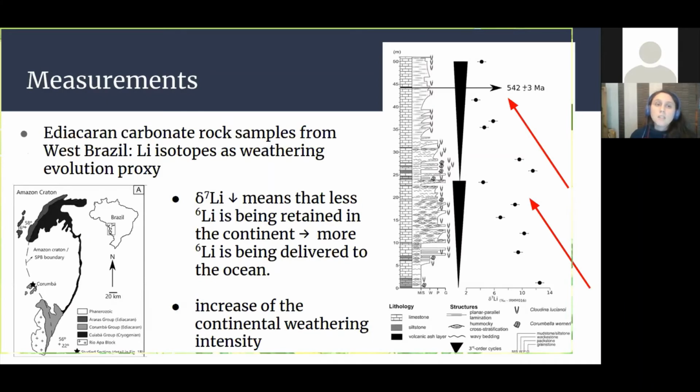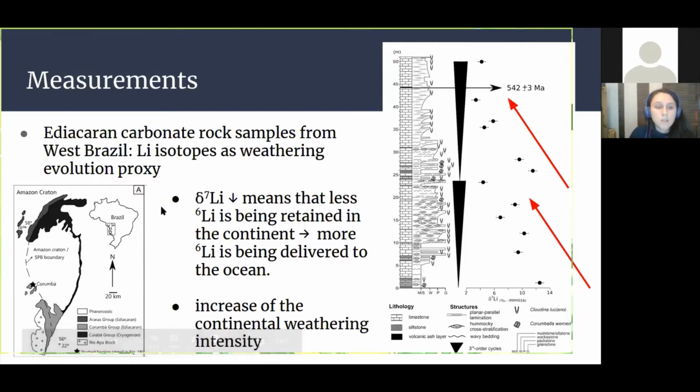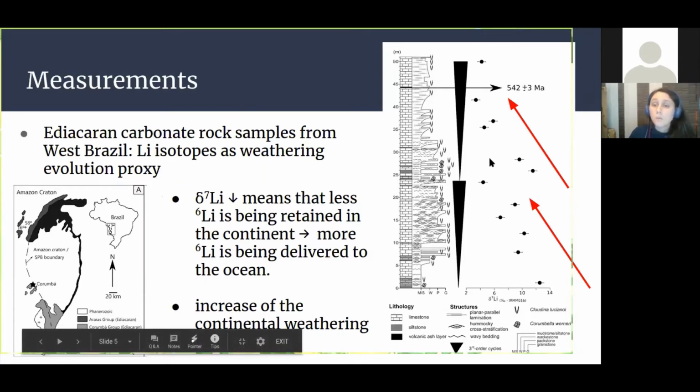So what they did at first, with some previous results about this work, is they used carbonate rock samples from West Brazil to measure this lithium isotope and use it as a weathering evolution proxy. Here on the left side, we have the place where it was collected, the sample known as Corumbá Group, part of the Tamengo Formation. And here on the right side, you have the vertical section of the sample.